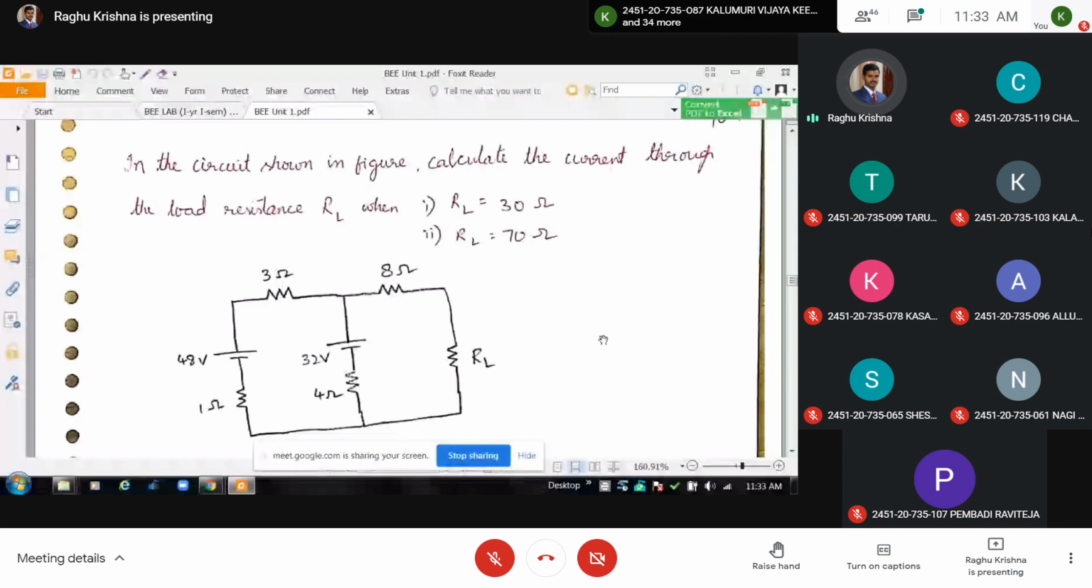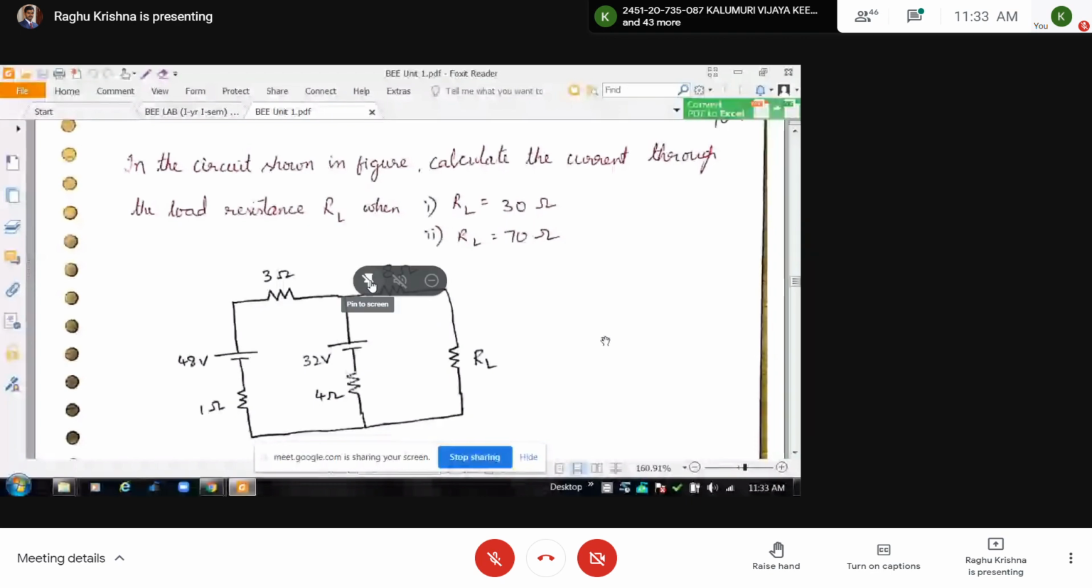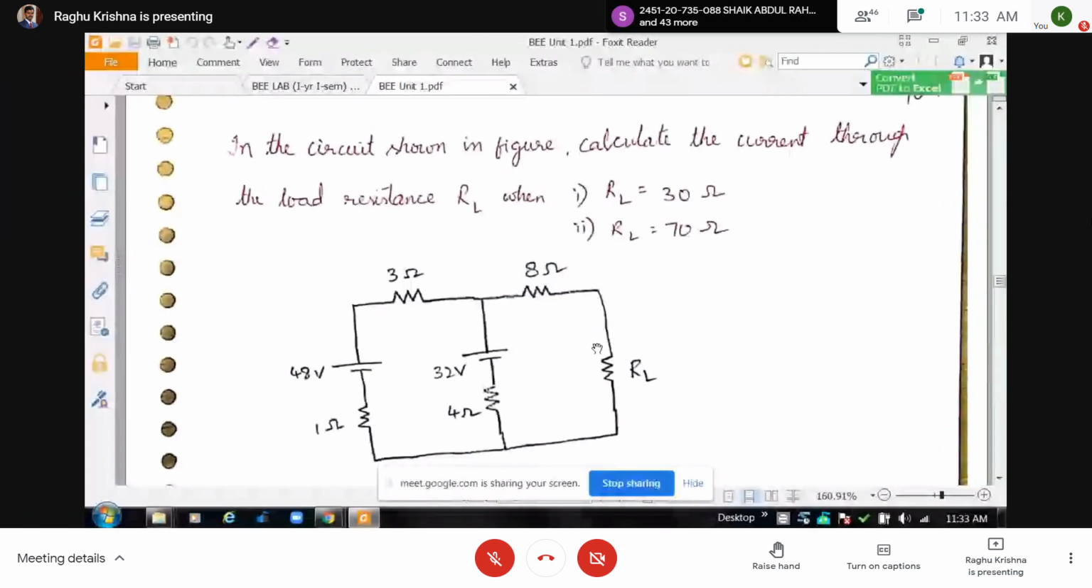In the last lab, I solved this problem using Thevenin's theorem. Any doubts in this Thevenin's theorem? So let me repeat this one.